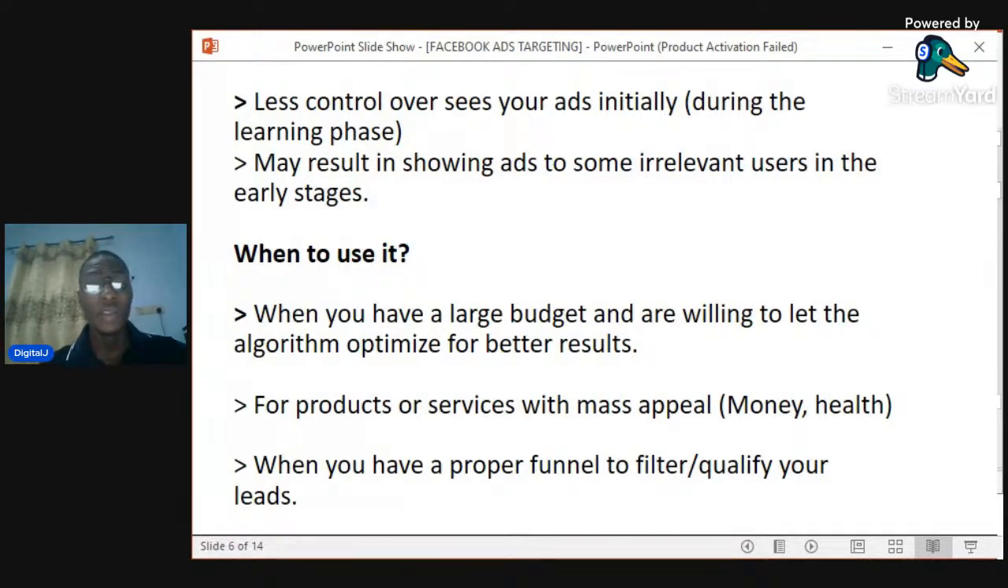Understand? So by so doing, it will help you to filter out unserious people, unserious leads, especially if you are using broad targeting. That's why most times when you are using broad targeting, you attract so many unserious people, because there is no proper funnel to actually filter them out in the first place.